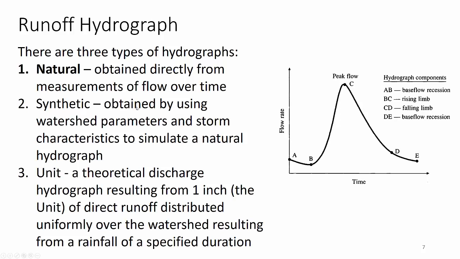The synthetic hydrograph is obtained by using watershed parameters and storm characteristics to simulate a natural hydrograph. And I separated out unit hydrograph because it's a way to create a synthetic hydrograph or to extrapolate hydrographs within a system. It's a theoretical discharge hydrograph resulting from 1 inch, that's the unit, of direct runoff distributed uniformly across the watershed, resulting from a rainfall of specific duration. So if you have 1 inch across a 20-acre watershed, then you have a 20-acre inch Q runoff event. That's the volume of water in that unit hydrograph. So that's the way we calculate the unit hydrograph volumes. And then let's say you have 3 inches. How would you then synthesize the hydrograph for 3 inches? That's what we do with unit hydrographs. We'll address those in coming chapters.